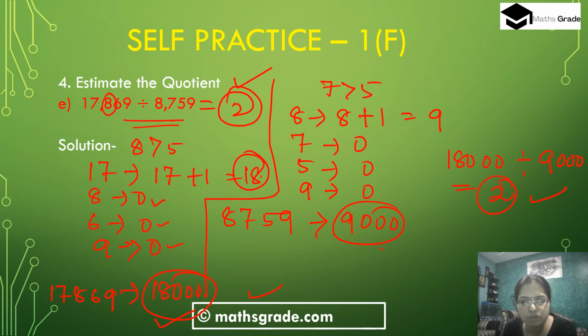So estimating the quotient 17,869 divided by 8,759 is 2. 2 is our answer.